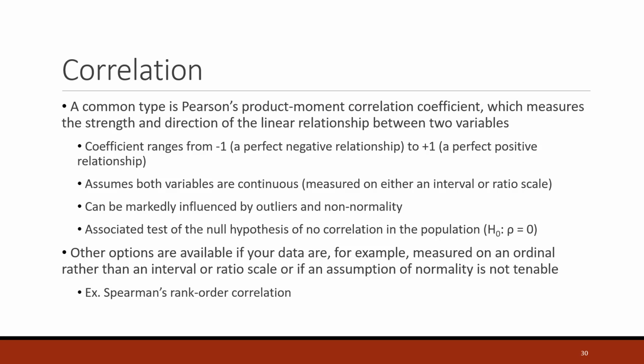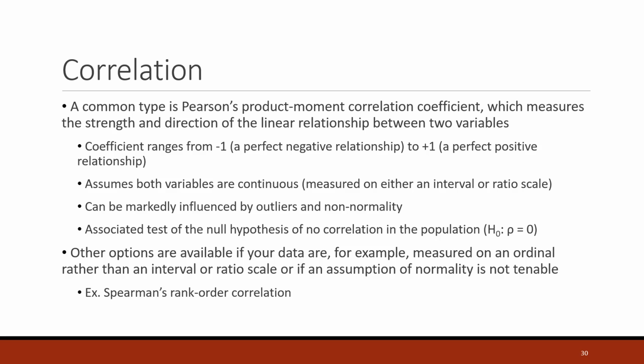Okay, so we can also summarize what we've just seen in the scatter plot using, again, a numeric summary in the form of a correlation coefficient. A common type is Pearson's product moment correlation coefficient, which measures the strength and direction of the linear relationship between two variables. This coefficient ranges from -1 when we have a perfect negative relationship to +1 when we have a perfect positive relationship. Pearson's does assume that both variables are continuous, so they're measured on either an interval or a ratio scale. And this type of correlation coefficient can be markedly influenced by outliers and non-normality.